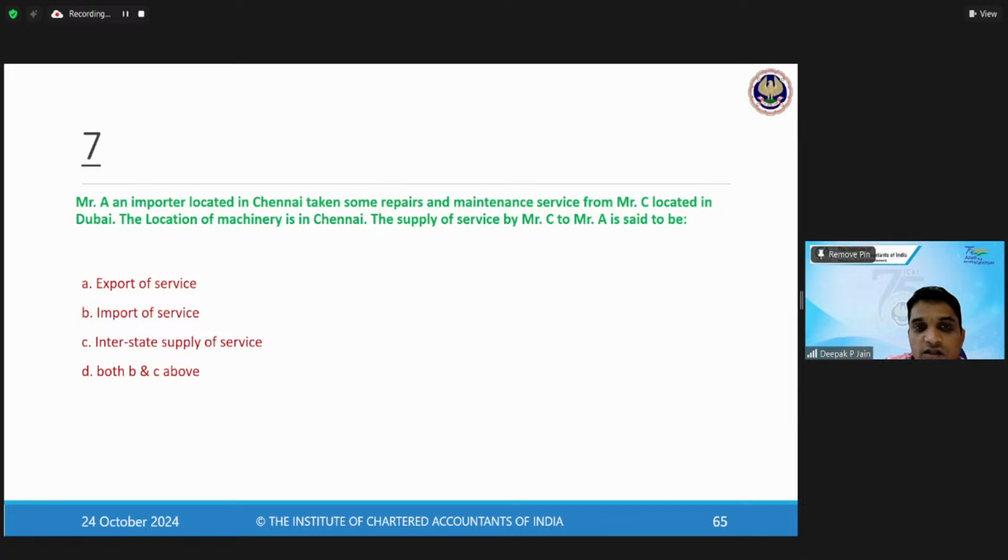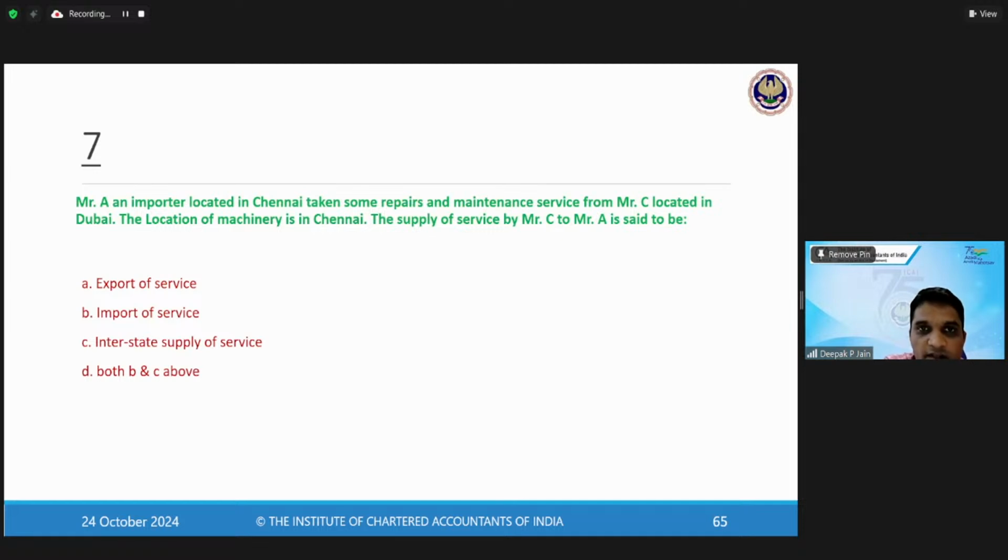Okay. So who is the service provider? Service provider is C, basically. C is a service provider. Now C is providing services to A. Now this is a performance-based service where the presence is required. Correct? So this is a service provider outside India. Receiver place of supply is in India. So it's an import of service. Correct?